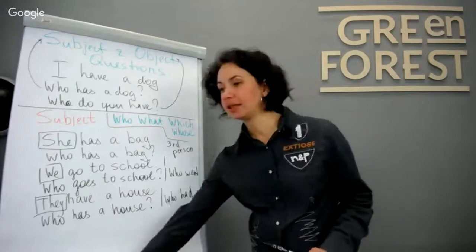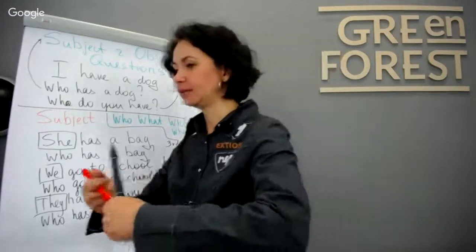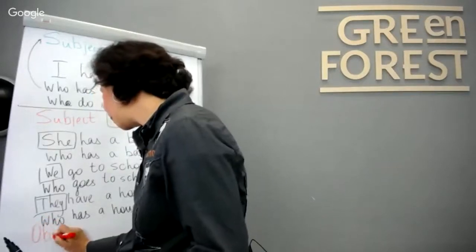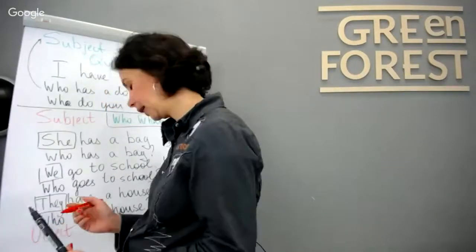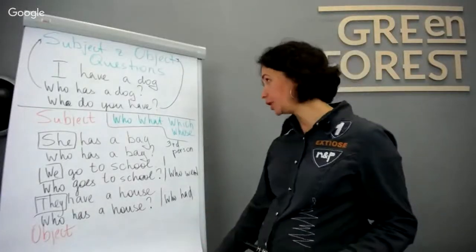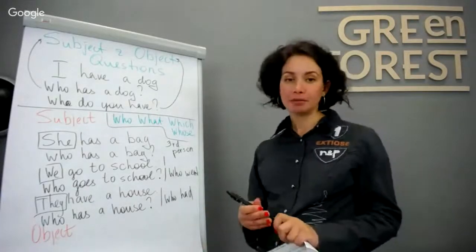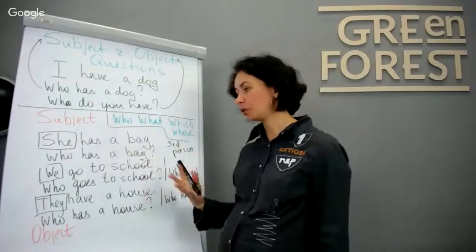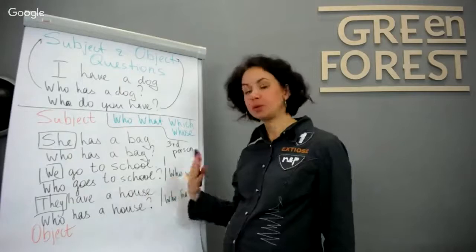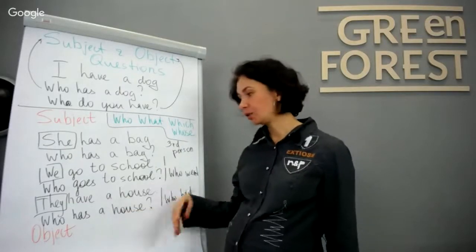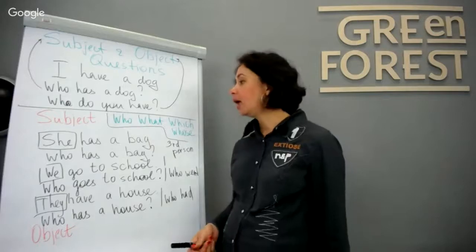I hope it's enough work over here. So we have object. What is an object? Object is something that we have. For example, she has a bag. Bag is the object. We go to school. To school is a place. It's the object. They have a house. A house is the object.